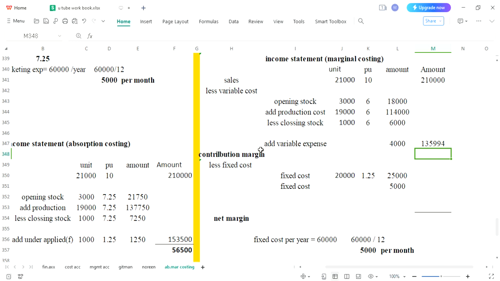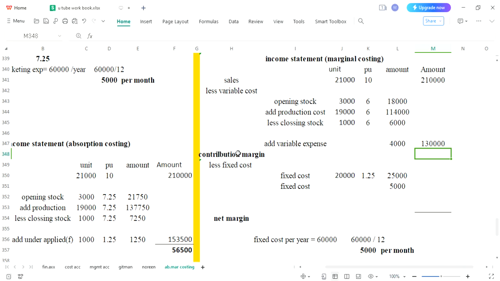So let me check again. It can't be like 4. There was no 4 over here. So we need to put opening stock and then we will add production cost, after which we will subtract closing stock and then we need to add variable expenses. So here we have got our total variable cost.